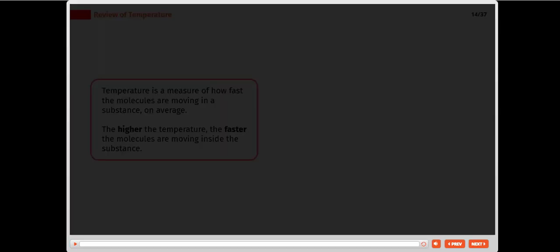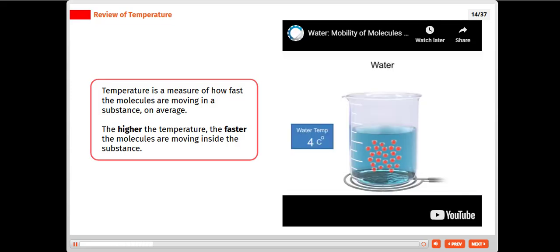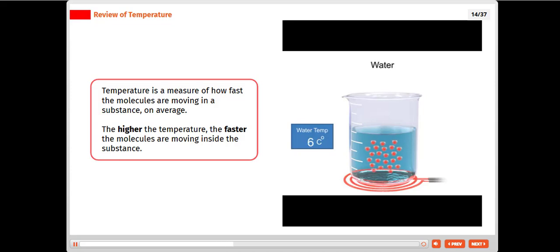Temperature is a measure of how fast the molecules are moving in a substance, on average. The higher the temperature, the faster the molecules are moving inside the substance.